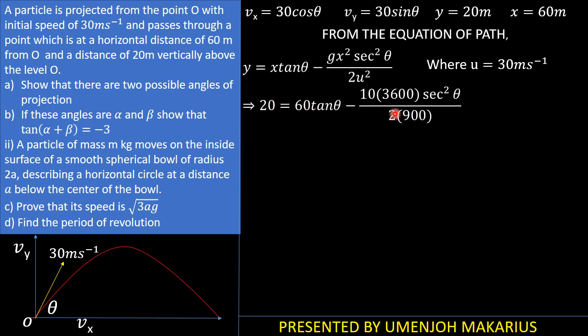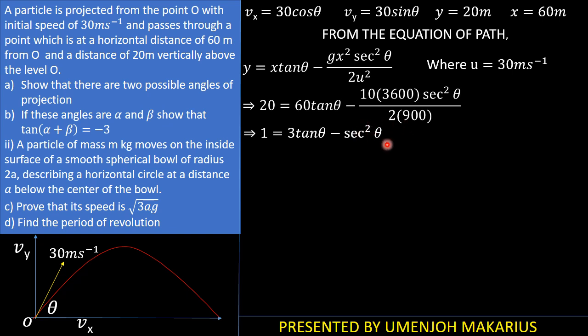Then the 2, then this 9 can divide 36 to give us 4. Then this 2 can reduce the 4 to be 2. There's still a 2 here. 2 cancels all through. So simplifying, we are going to have 1 equal to 3 tangent of theta minus sec squared theta.